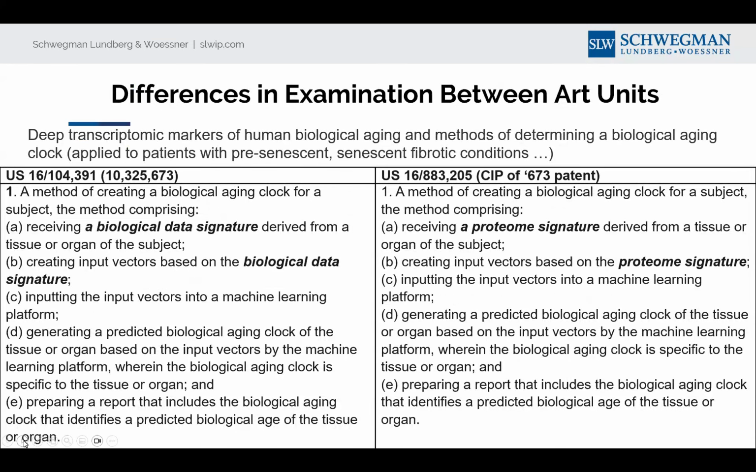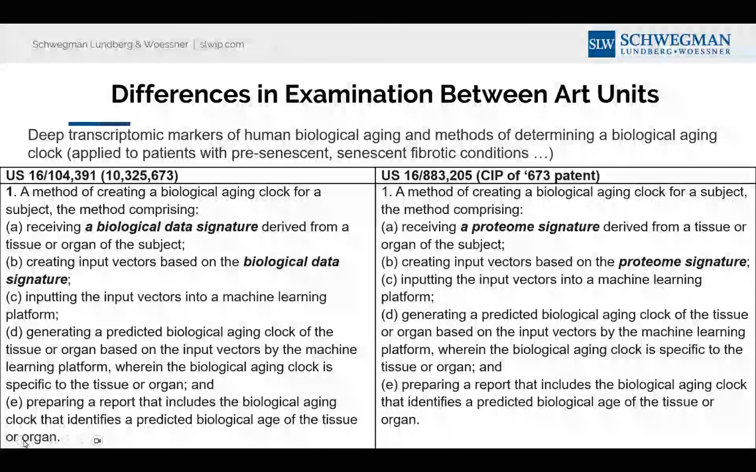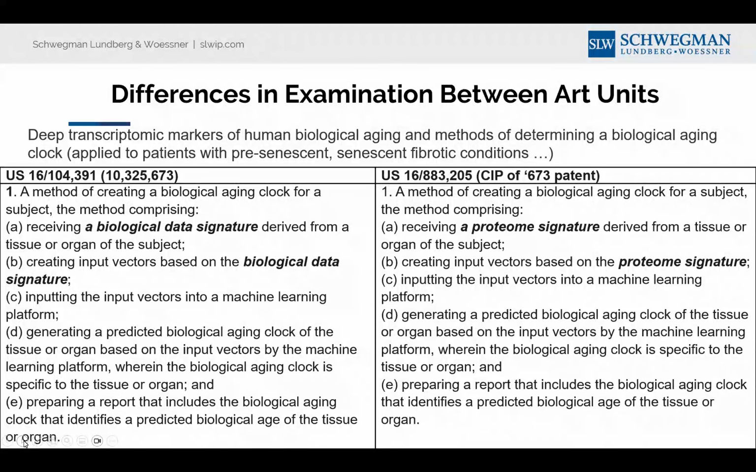So this is a claim. I know this is a really detailed slide, but this is one of the patent applications in this family. On the left is an issued patent with a claim with elements A through E. It has creating input vectors, inputting the vectors into a machine learning platform, generating a predictive biological aging clock.